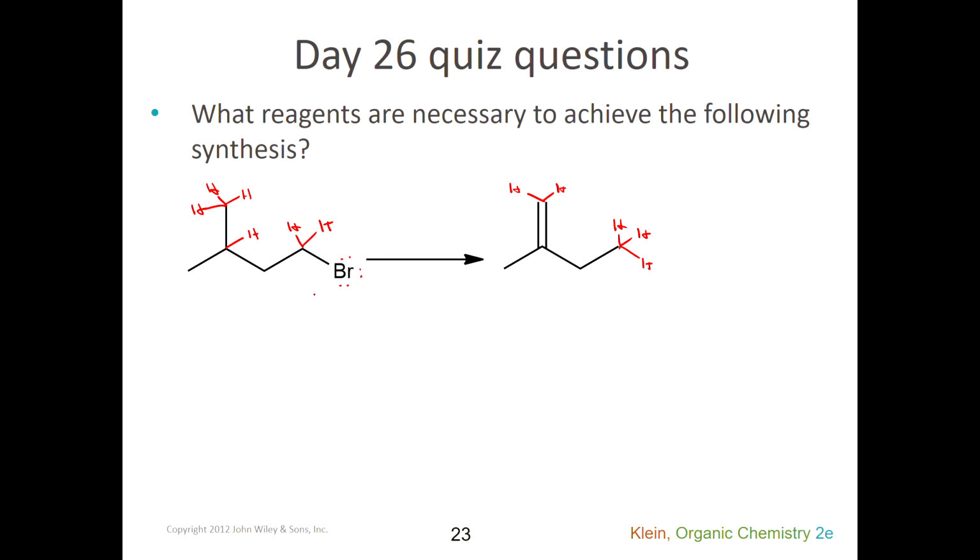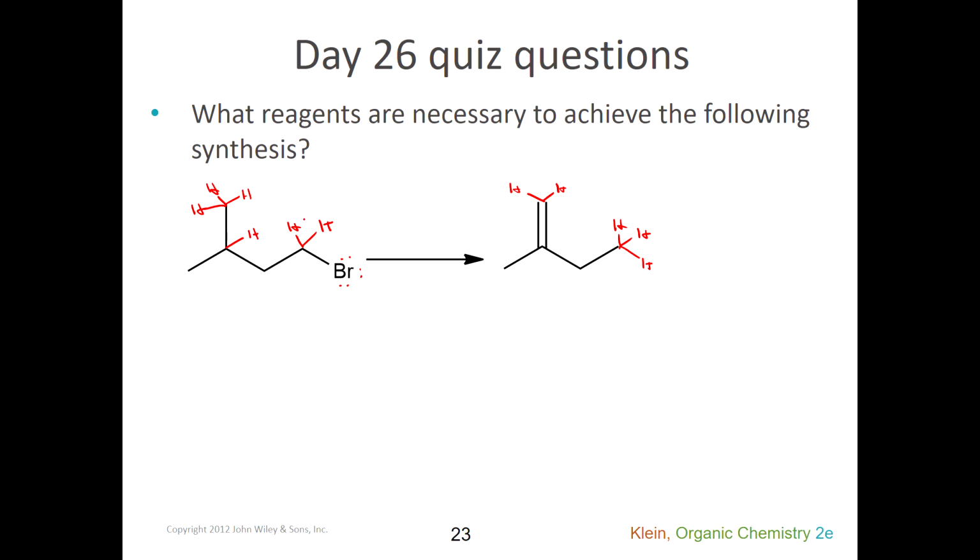I can't do an addition reaction. There's no pi bond to add anything across. I could do a substitution reaction, but that'd be pointless. Bringing in a nucleophile to push out this bromine isn't going to get me any closer to the structure I want. So probably the most likely thing I would want to do here is to do an elimination reaction.